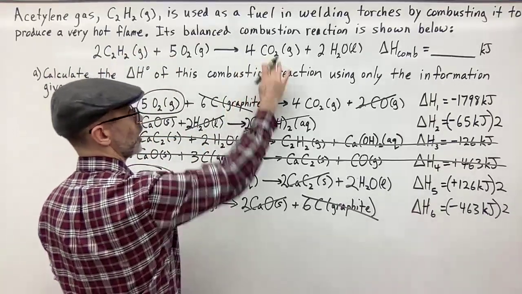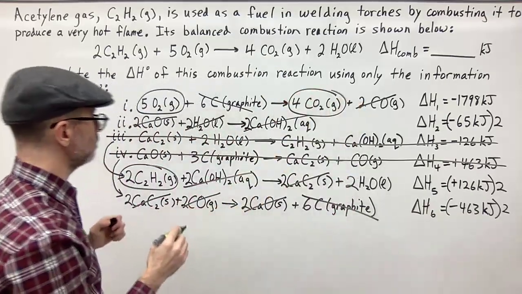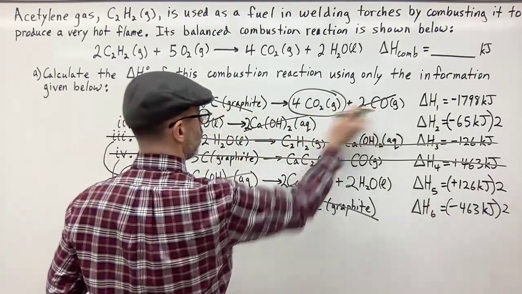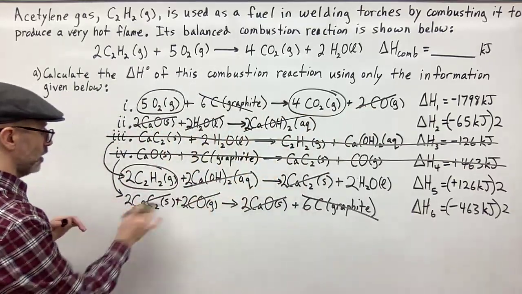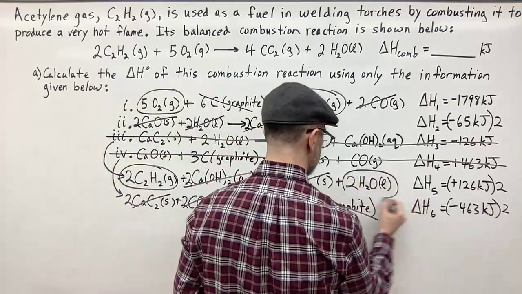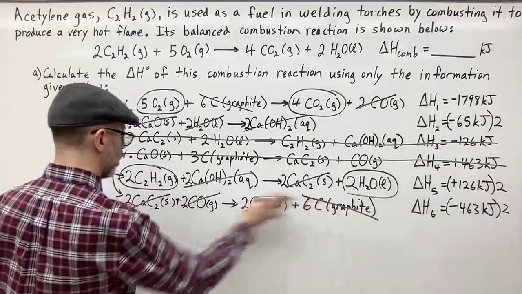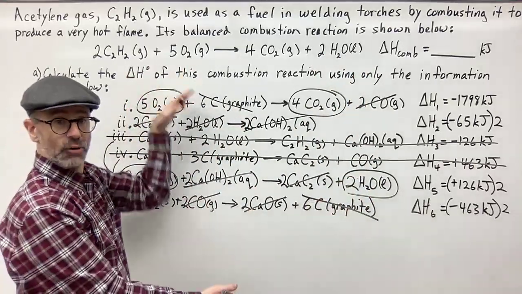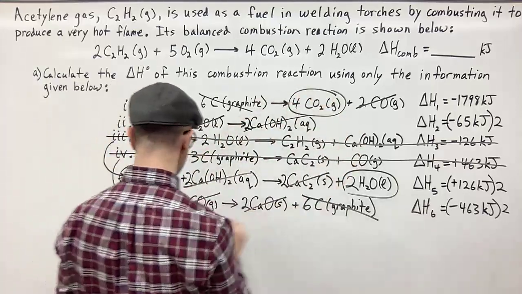I have 4 carbon dioxide. This is gone, this is gone, this is gone, this is gone. These 2 are gone. This is gone, this is gone. Here's my 2 waters to match with the 2 waters here. So carbon dioxide and water, and all of this is gone. So now when I add this together, everything cancels out except for reactants and products.